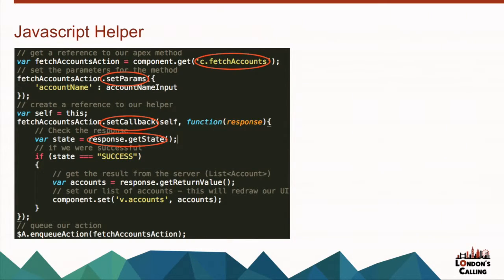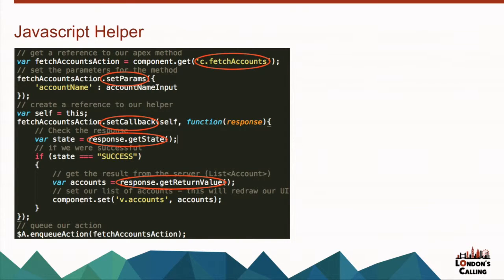The first thing we need to do is check the state. That's a standard getState method, and then we verify that it was actually successful. So we can check it was a successful trip to the server, and it did exactly as we expect. Providing it's successful, we want to get the result back of the Apex method. In this case, we're using response.getReturnValue, which will give us our list of accounts back that we got from the server. And then again, we call component.set to set that in the UI.